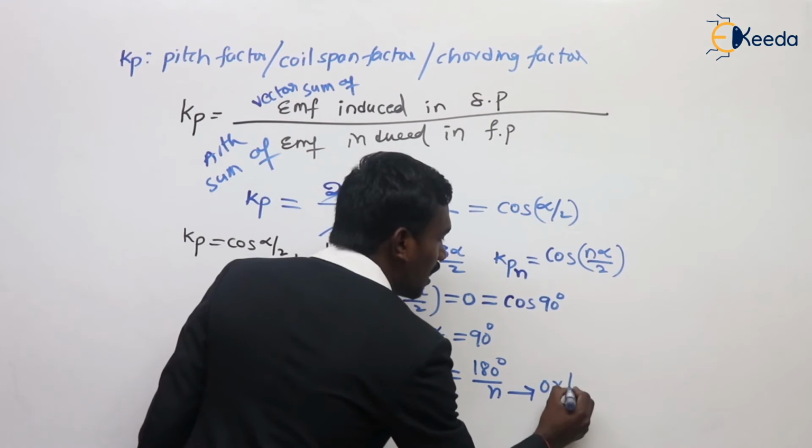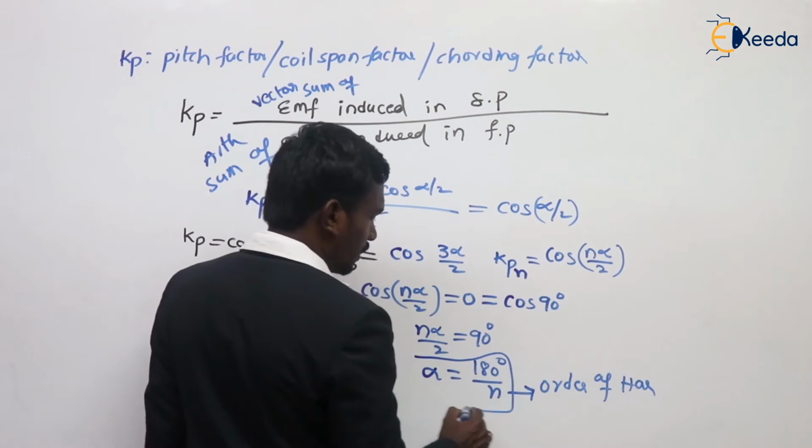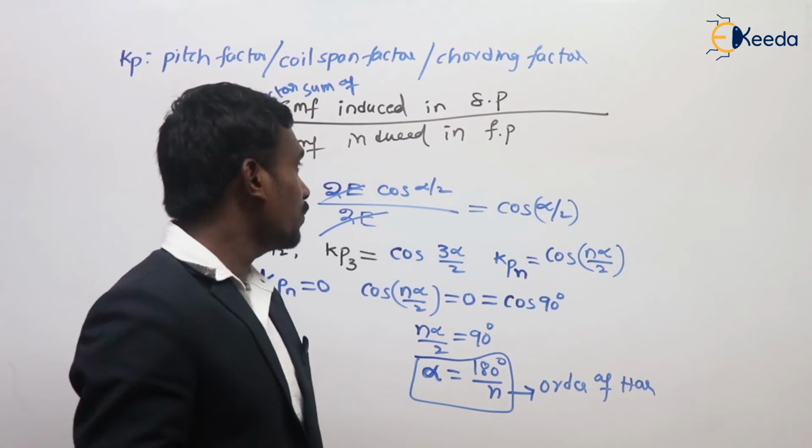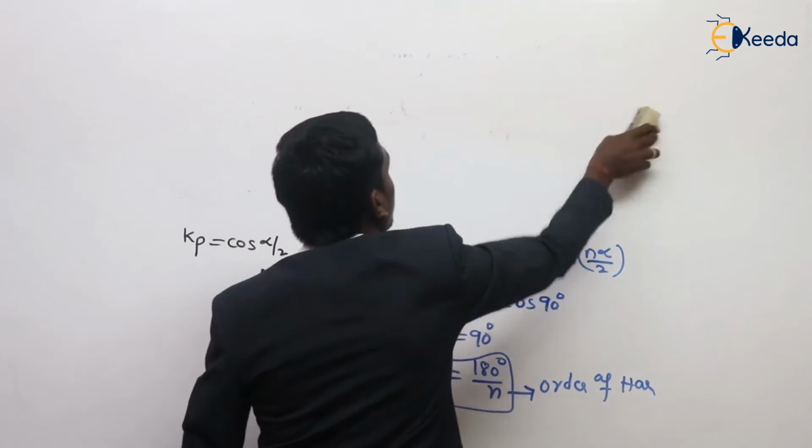N is the order of harmonics. This is very, very important. Alpha is equal to 180 by N. Very important thing. Because, let's see here, I want to eliminate third order harmonics.